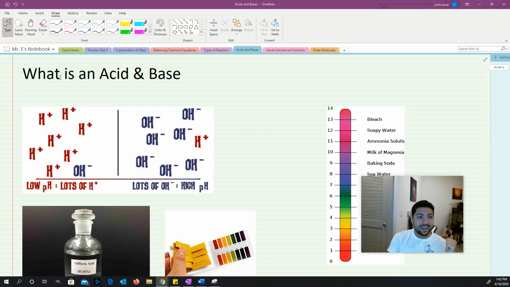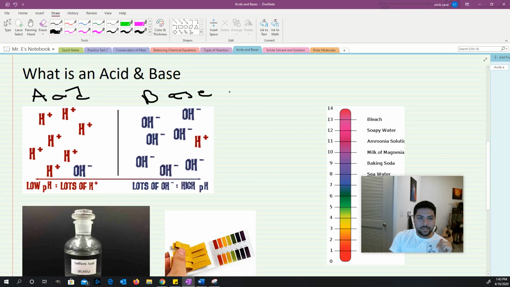What is an acid? An acid is really just something that has a lot of H's. So we just say that's acidic. If this thing has a lot of H's, we're just going to call that an acid. I don't know why it does that. And if it has a lot of OH's, we just call that a base. Okay, and that's it. A lot of H's is an acid. A lot of OH's, it's called the base.